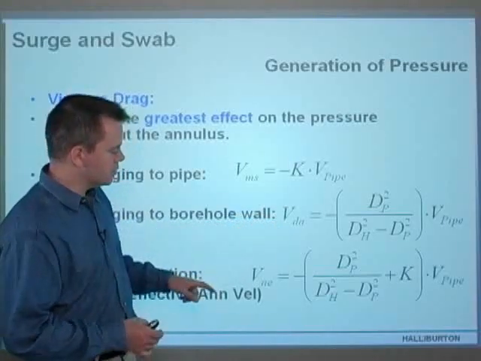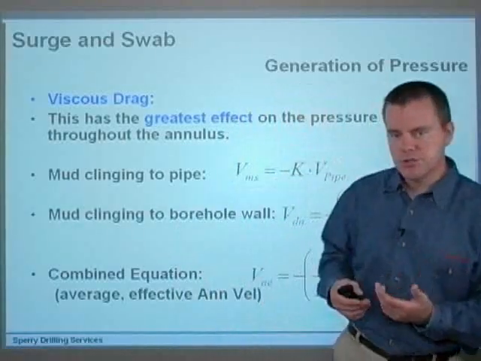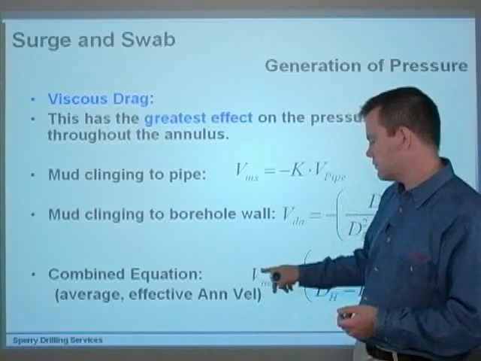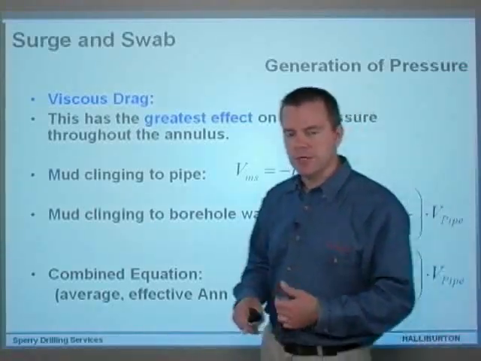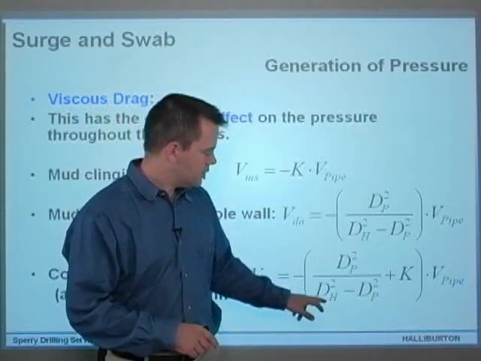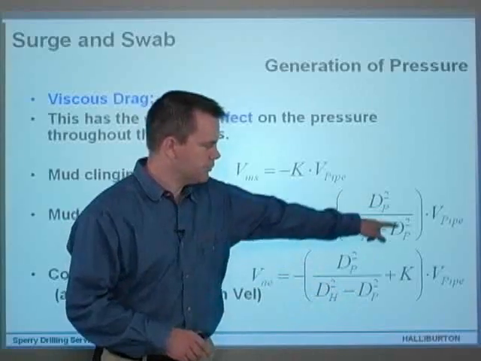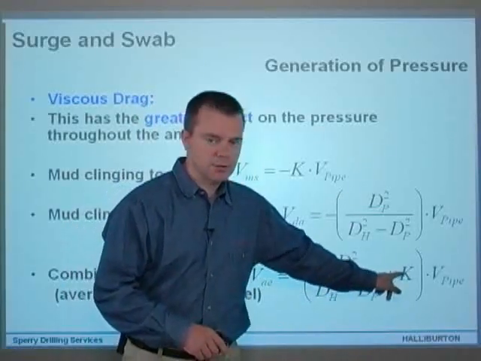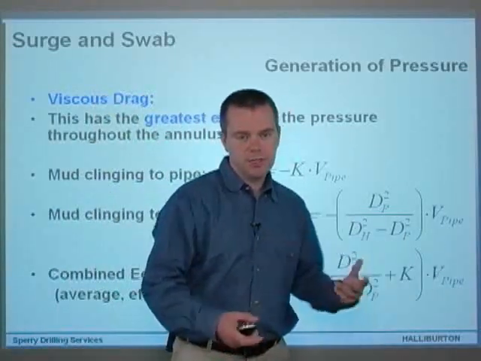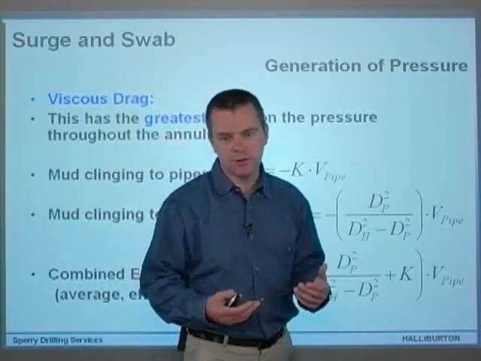And combining these two equations, you get the velocity for an average effective annular, well, it's the average effective annular velocity, VAE, and that's minus d squared for the pipe divided by d squared for the hole minus d squared for the pipe, which is the diameters from here, plus the Burckhardt clinging constant, which comes from here, times the velocity of the pipe. And that gives you your viscous drag induced annular velocity, basically.